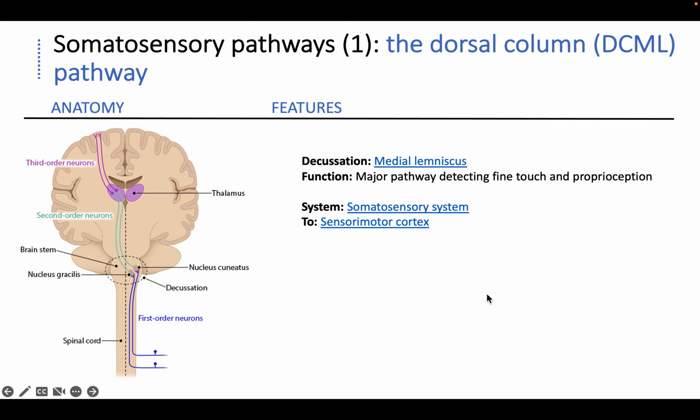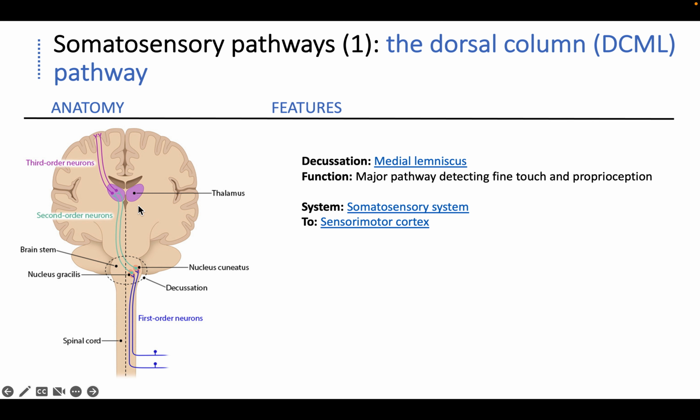So here we see we have first order here in blue. We're bringing information. Say this is touch information, say we had the touch information from our hand, or our finger. That information is going to come in via this first order neuron, and it's going to ascend in the spinal cord in a manner that is called ipsilateral ascension. Meaning this signal is going to ascend on the same side of the spinal cord as it came in.